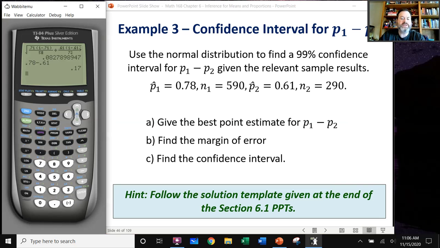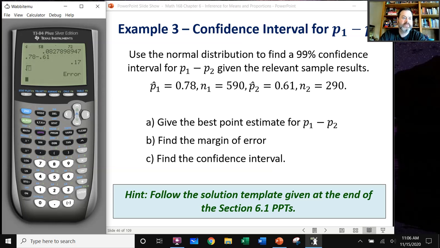So we want to use the template that we used in the last section, where it was standard error times Z star, right? So the standard error, we're basically going to use that big formula up here at the top for the standard error, right? So just get ready. Got to type a bunch of stuff in.